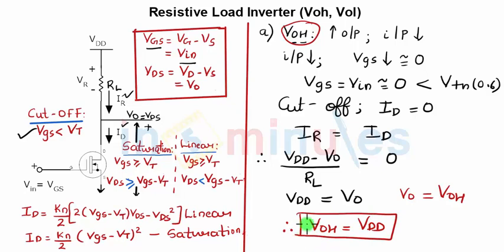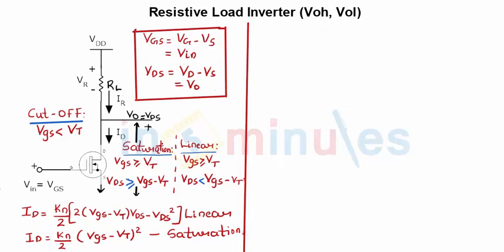Now let's go ahead and find the value of VOL. We'll follow the same methodology. For VOL, by definition we know that output is low. Output low means input high. Input high equal to VDD almost.